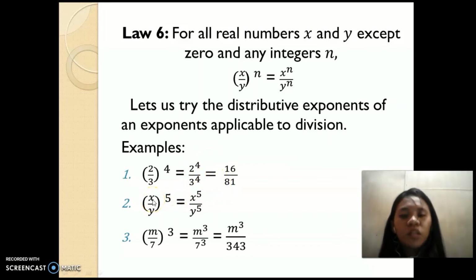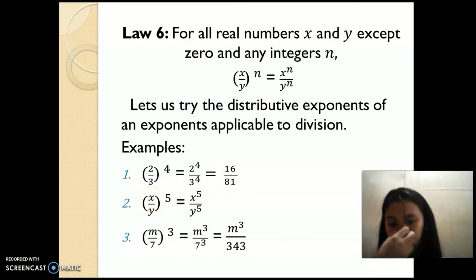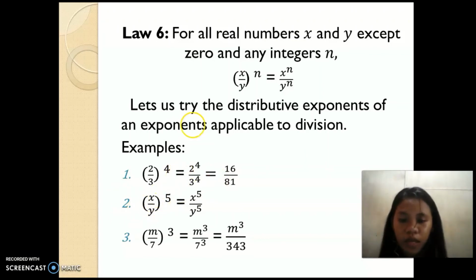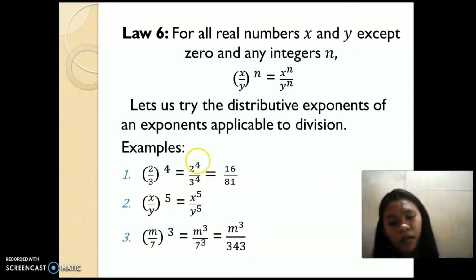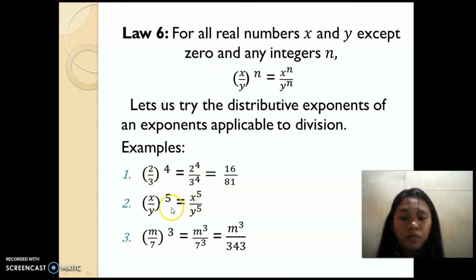In example number 2, we have (x over y) raised to 5, which is equal to x raised to 5 over y raised to 5. We're just going to distribute that exponent.